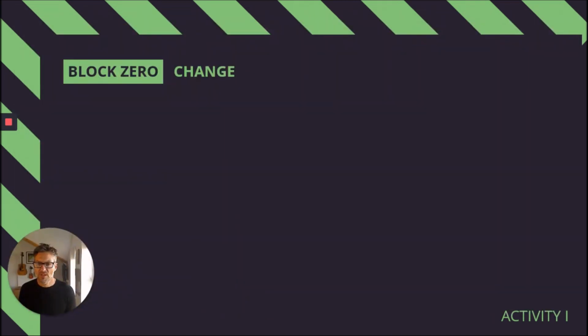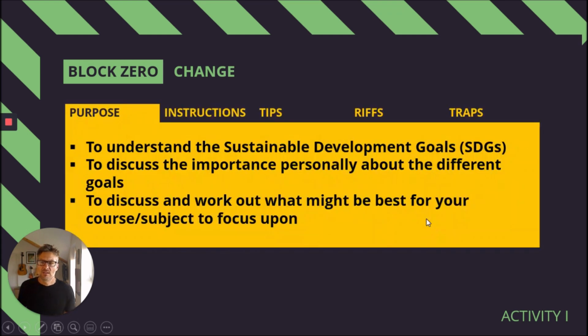Welcome to activity 1 of change. What are we doing in this activity? In this activity, we're going to begin thinking about some of those really important sustainable development goals, as I've outlined in the introduction. The purpose of this is to begin understanding what they are. What are the sustainable development goals?